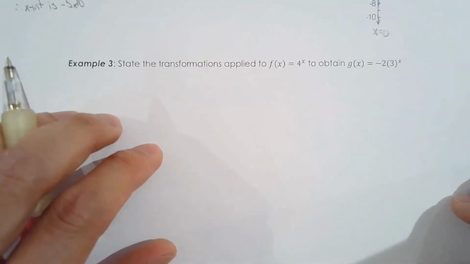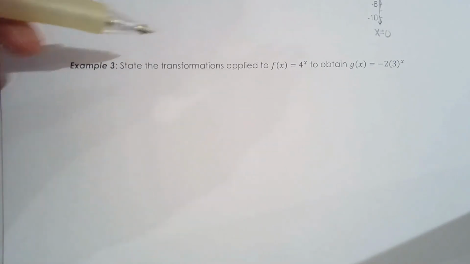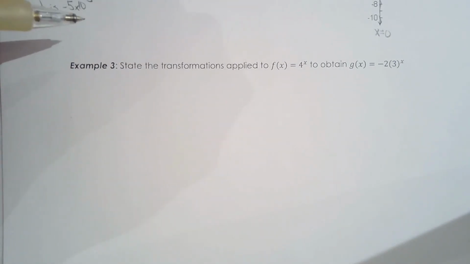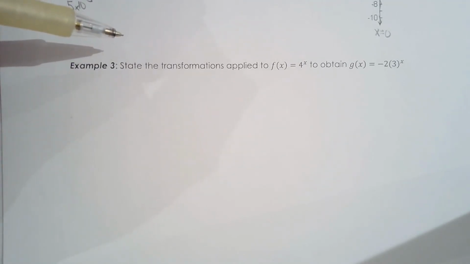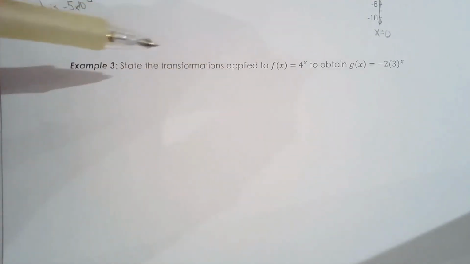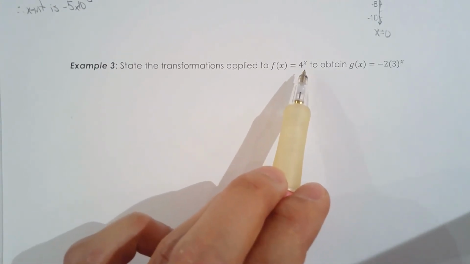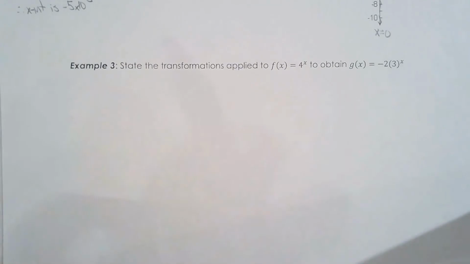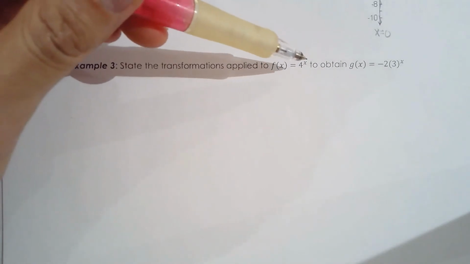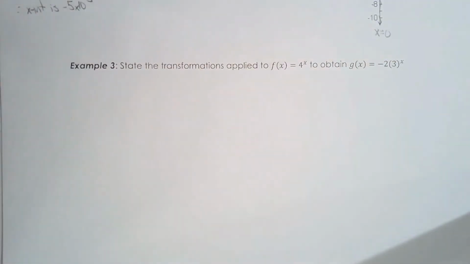So, state the transformations applied to f of x equals 4 to the x to obtain g of x equals -2 times 3 to the power of x. So this question is a nice twist on what you did last year. Now, because you learned about logarithms this year, you can do this question. If I strictly force you to work with exponential functions from last year, you can't do this because you have a base of 4 here and a base of 3 here. Now, 4 and 3, they're not friends. And what I mean by friends is that you don't know, well, from last year's knowledge at least, how to express 3 as a power with a base of 4.